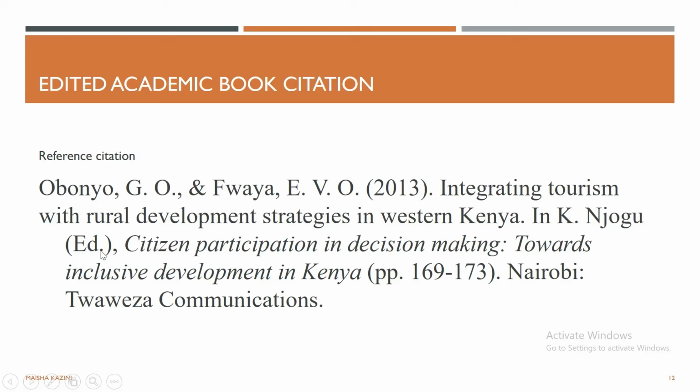with a full stop to indicate an abbreviation because the full word is editor. If you have more than one editor, this ED will be followed by S before you put the full stop. And then you close with the parentheses and add a comma. And then you have the title of the book itself in italics. When you finish that, you do not put a punctuation, you go straight to the page numbers.